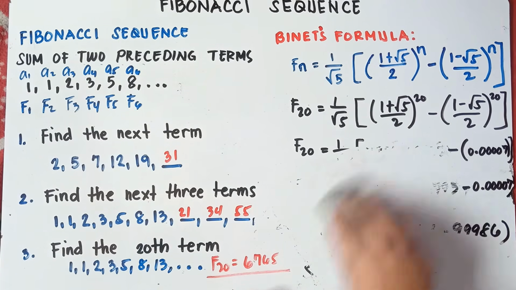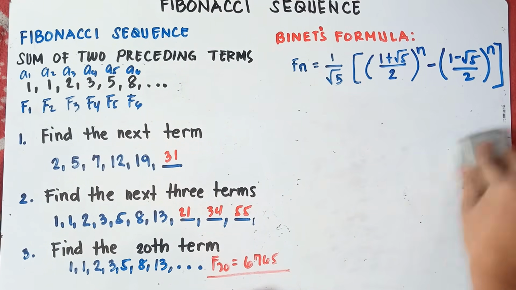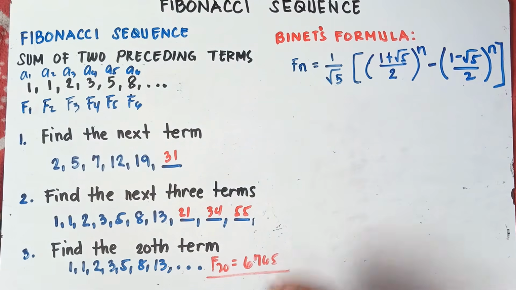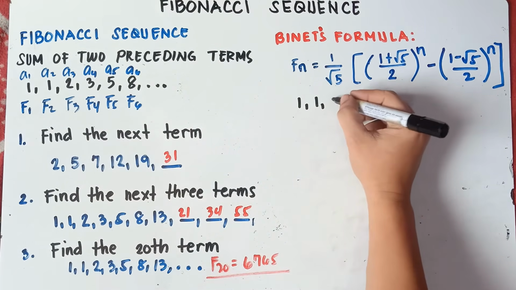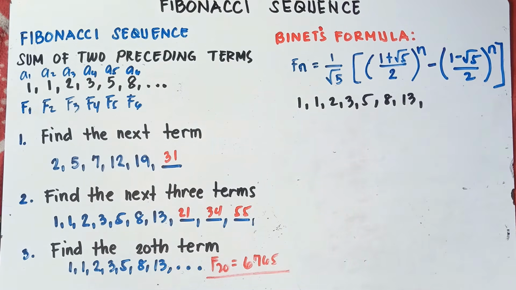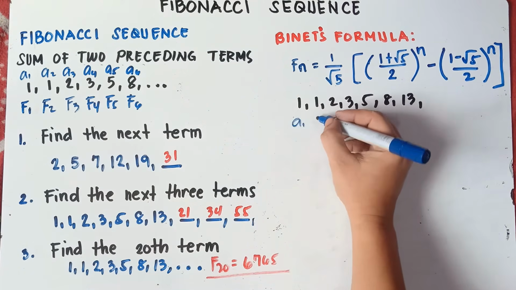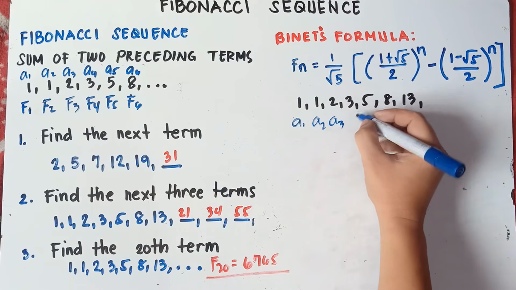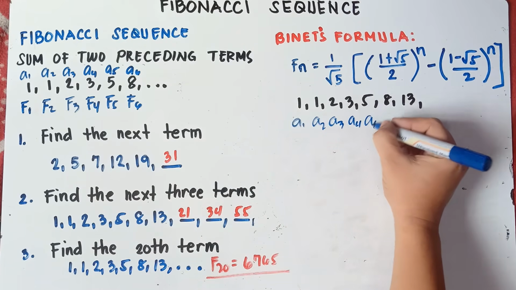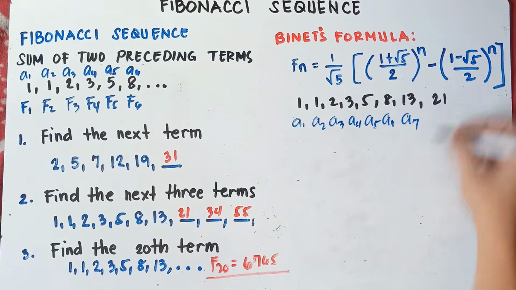Okay, so let me calculate this one manually. So we have 1, 1, 2, 3, 5, 8, 13. So this will be f sub 1. This is your first term. So just put a sub 1. First term, you're told to find the 20th term. Second term, third term, fourth term, fifth term, sixth term, seventh term. So the 8th term will be 8 plus 13, that would be 21. This is the 8th term, a sub 8.